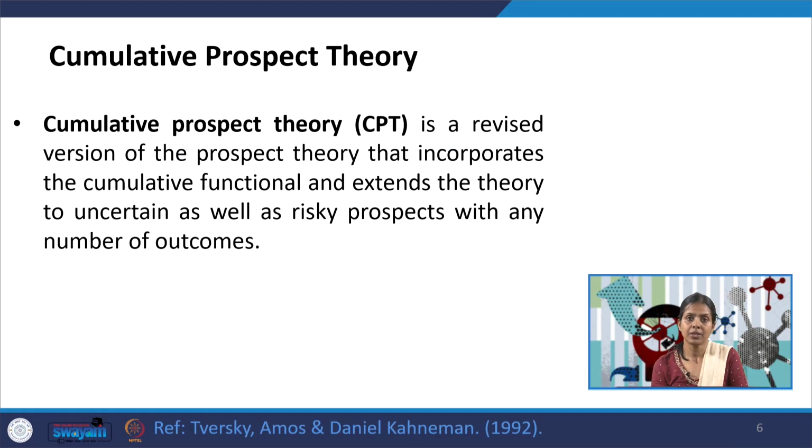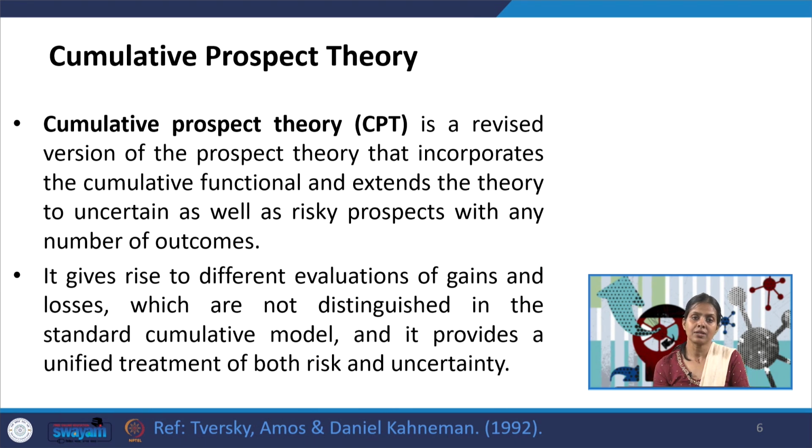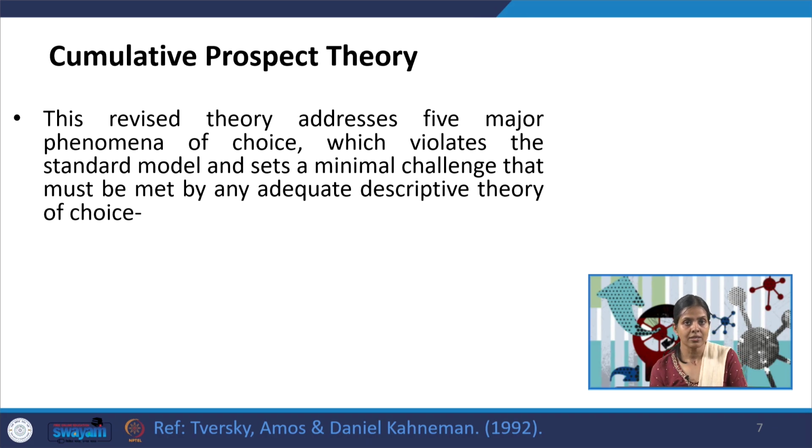Now, cumulative prospect theory is a revised version of the prospect theory that incorporates the cumulative functional and extends the theory to uncertain as well as risky prospects with any number of outcomes. It gives rise to different evaluations of gains and losses which are not distinguished in the standard cumulative model, and it provides a unified treatment of both risk and uncertainty. This revised theory addresses 5 major phenomena of choice which violate the standard model and sets a minimal challenge that must be met by any adequate descriptive theory of choice.